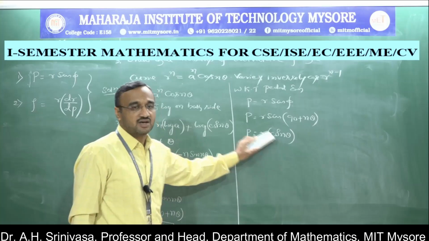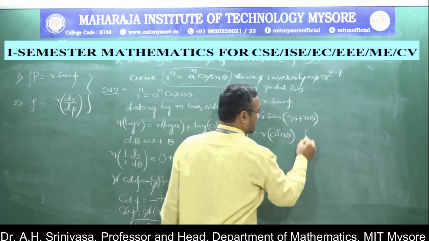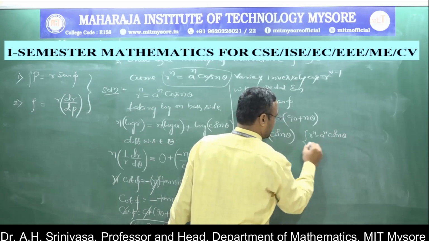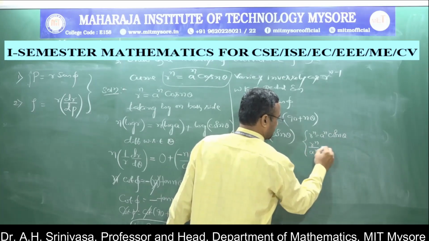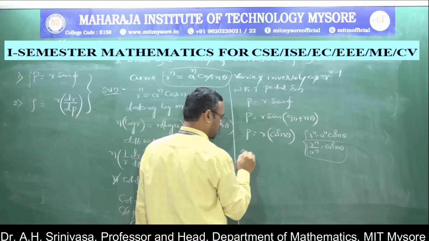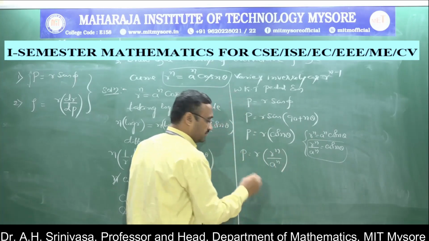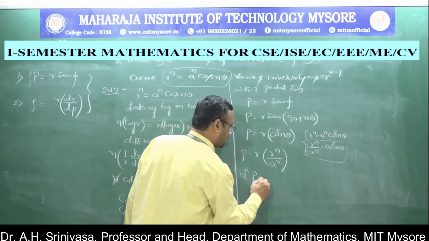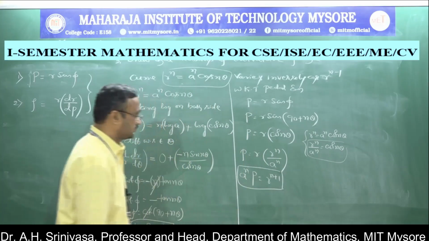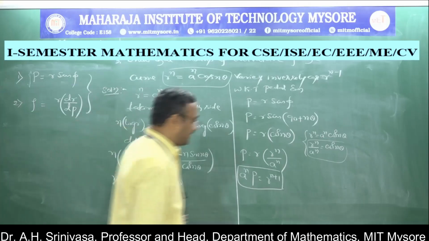For elimination, use the given problem. What they have given, you have to use here. Now take a substitution for cos n theta. Here r^n = a^n cos n theta, so r^n by a^n equals cos n theta. I am going to substitute here: p = r into r^n by a^n. Make a cross multiplication: a^n p = r^(n+1). Now the equation is obtained in the form of a pedal equation.